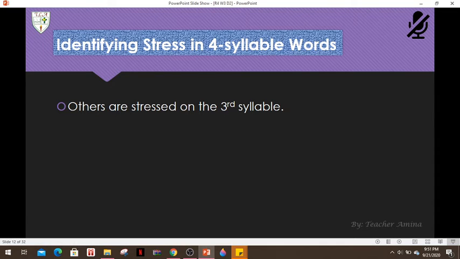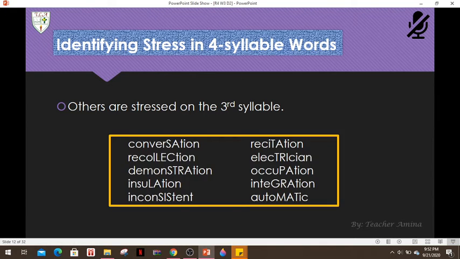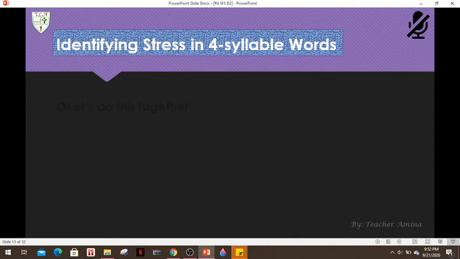Others are stressed on the third syllable, like for example, conversation, recollection, demonstration, insulation, inconsistent, recitation, electrician, occupation, integration, and automatic.